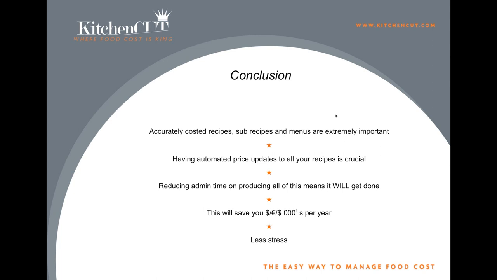And having those automated price updates to all your recipes is crucial. So at any given time you're looking at your live costings, whether it's your recipes or sub-recipes or menus, and it's really important to have that as part of a business plan going forward. And typically, it's a very labor intensive process when you're trying to do costings manually and you're trying to get all your prices together and you haven't got those automatic links to your prices. So the process of costing can be very laborious.